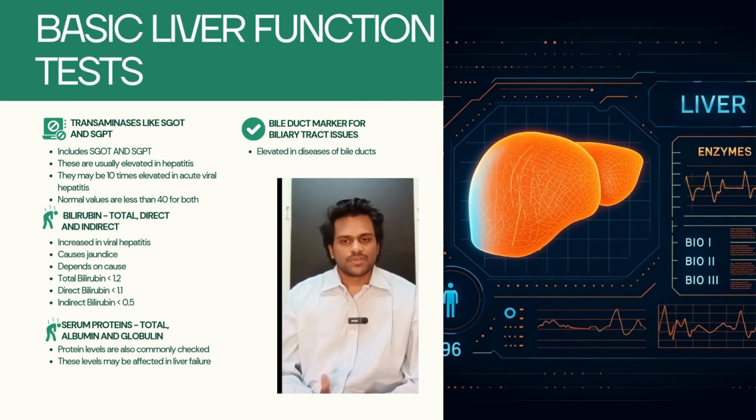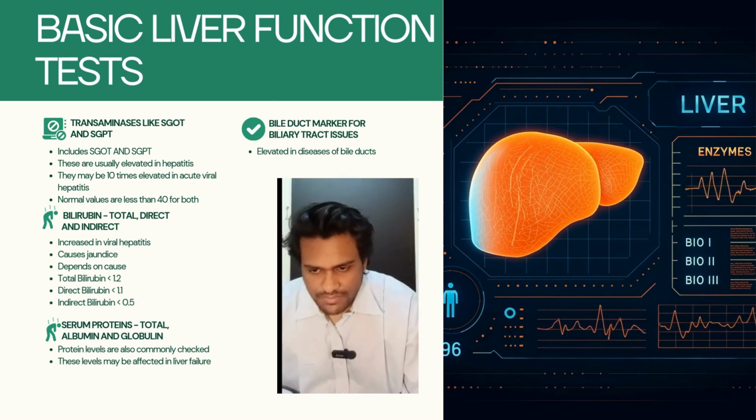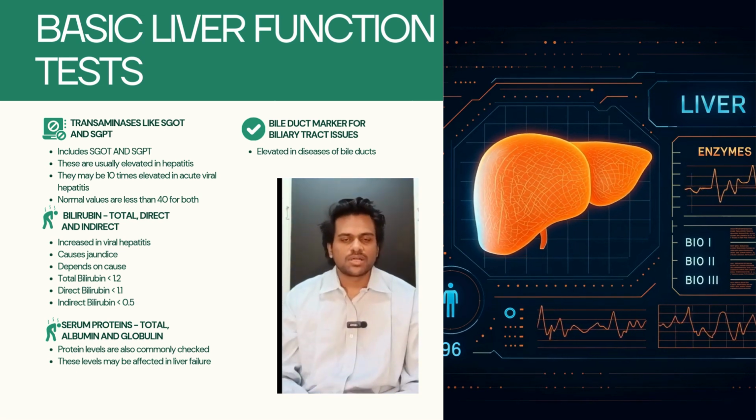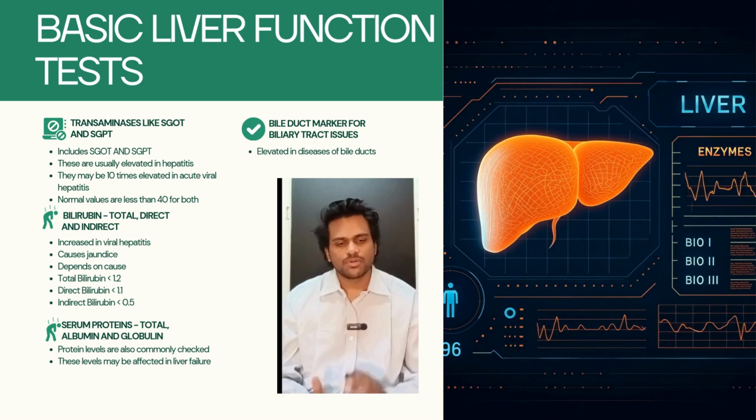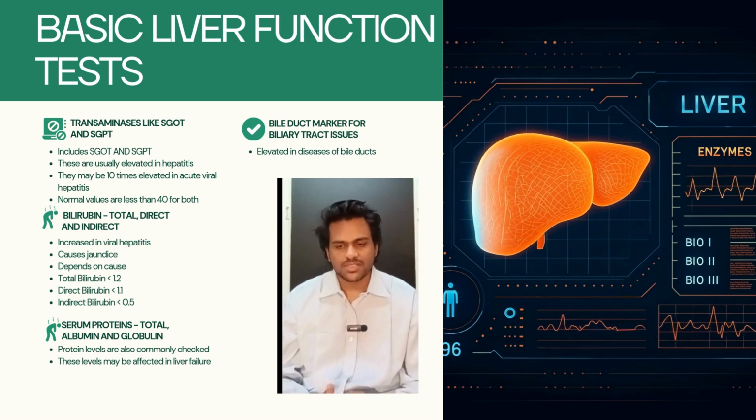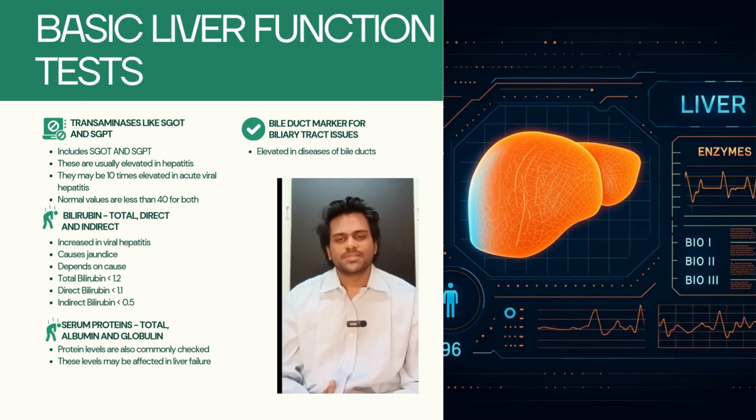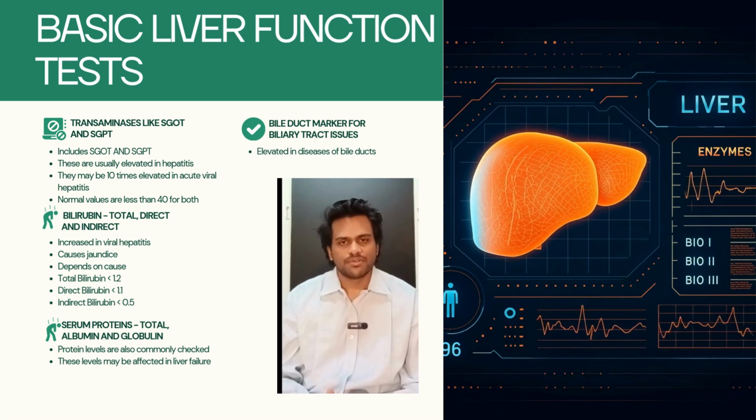I'm now going to tell you a little bit about the basic liver function tests, which are the core part of the hepatitis panel. So the first thing is that we look for transaminases. These are called SGOT and SGPT. I've also linked to specific videos on each of these. By and large, the SGOT and SGPT are the most important tests in the liver function test.